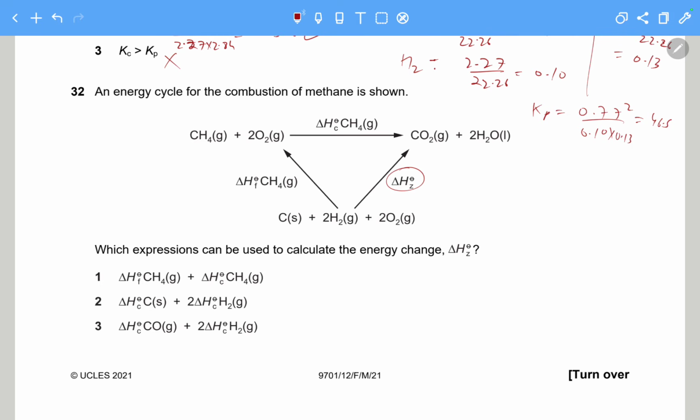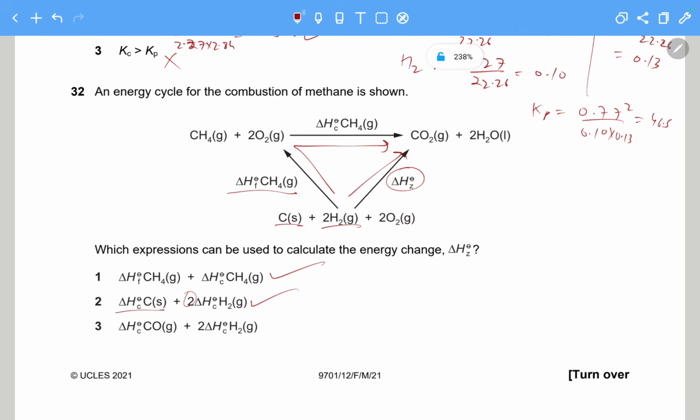So we know that it's a Hess cycle. So this route will be the same as this route. So delta HF CH4 plus delta HC CH4 will give delta Hz. That's correct. And then the second option is delta H naught C plus 2 delta H naught C H2. If you look at this, it is basically combustion of carbon plus twice the combustion of hydrogen, and we have 1 carbon, 2 hydrogens, which is why they've multiplied by 2. So it's a very reasonable answer, and that's why this will be correct as well.